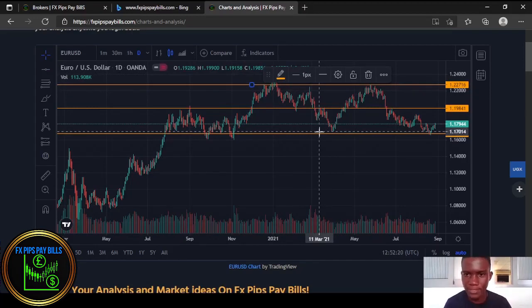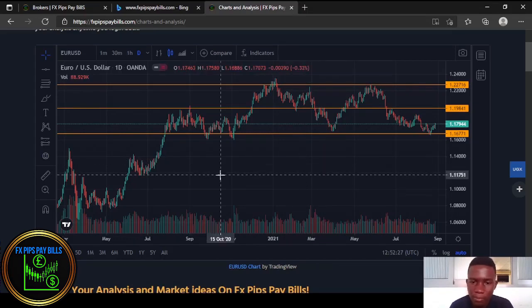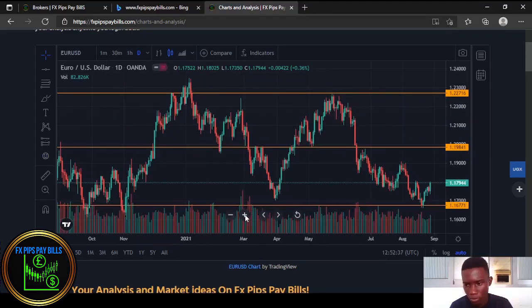So guys, now you can see our support and resistance lines like that. These are just for demonstration. Remember, to draw the support and resistance, you must have zoomed out your chart. So now you can use these buttons here down to zoom in.